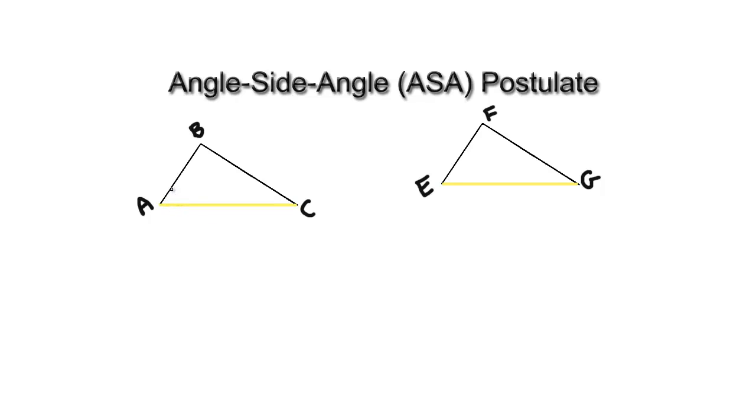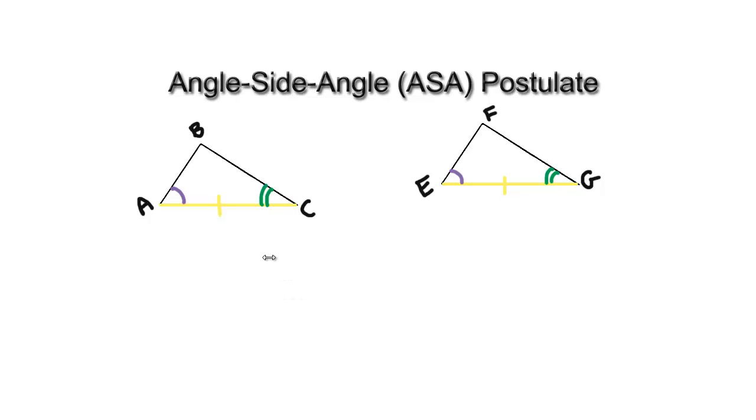Alright, so we have these two triangles, ABC and triangle EFG. If we know that angle A is congruent to angle E and angle C is congruent to angle G, and the included side, in this case AC, is congruent to side EG, which is also the included side for this triangle, then we have two angles, A and C, and the included side AC congruent to the two angles and the included side EG of this triangle.